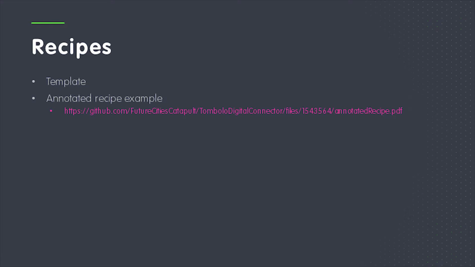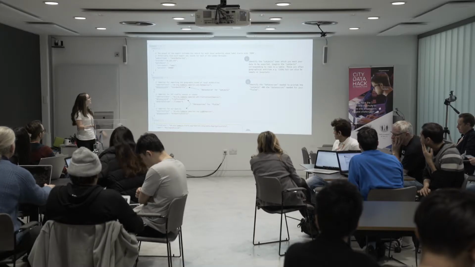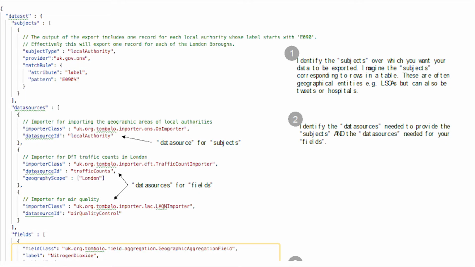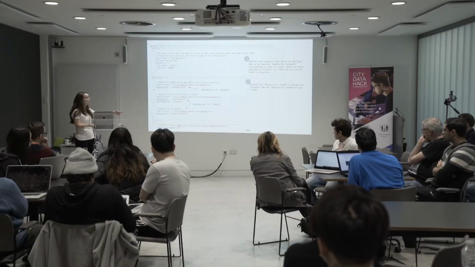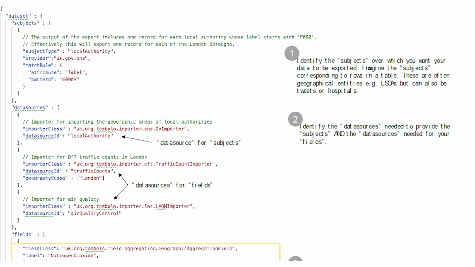You can find them in our examples and resources of the source code. Annotated recipe example that looks like this. So for example, this is a recipe. And here, this annotated example explains which parts you need to specify. The subjects are what you want as an output, which kind of sources you want, and what you want them for. The first case is what you want for the subjects as an output, and the other one is to calculate and make the arithmetic or geographic calculations here in the fields.